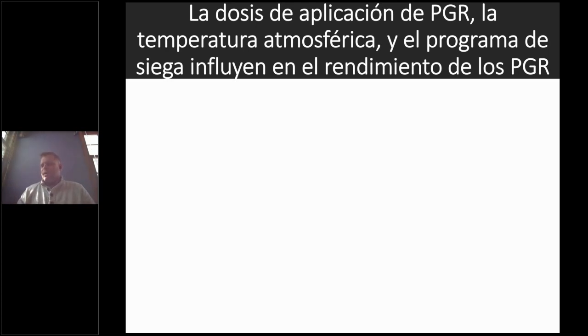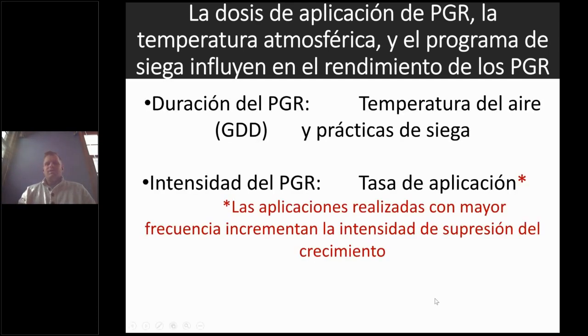Application rate, air temperature, and mowing regime all impact how a PGR is going to work. So those are the things that you have to be aware of. The duration of a PGR, for how long it's going to last, is dependent on air temperatures, or growing degree days, GDD, and how we mow. And the intensity of the suppression, how much growth suppression we get, is going to be a function of what rate we use. And they're separated from each other.